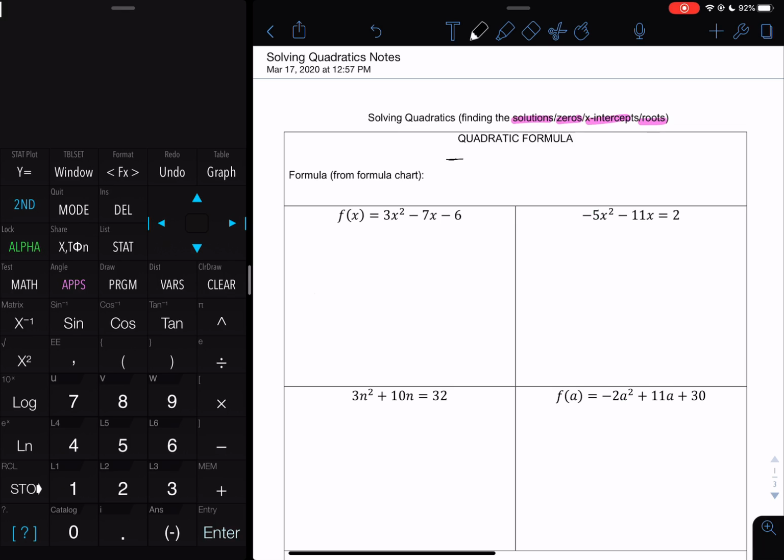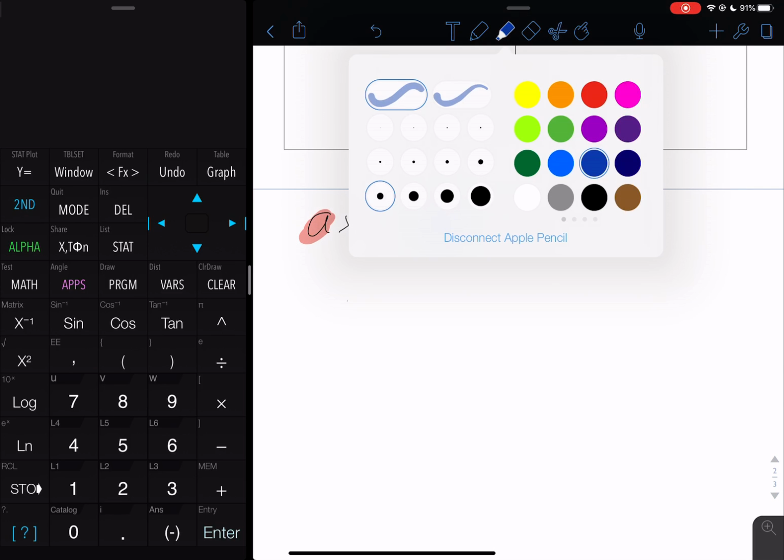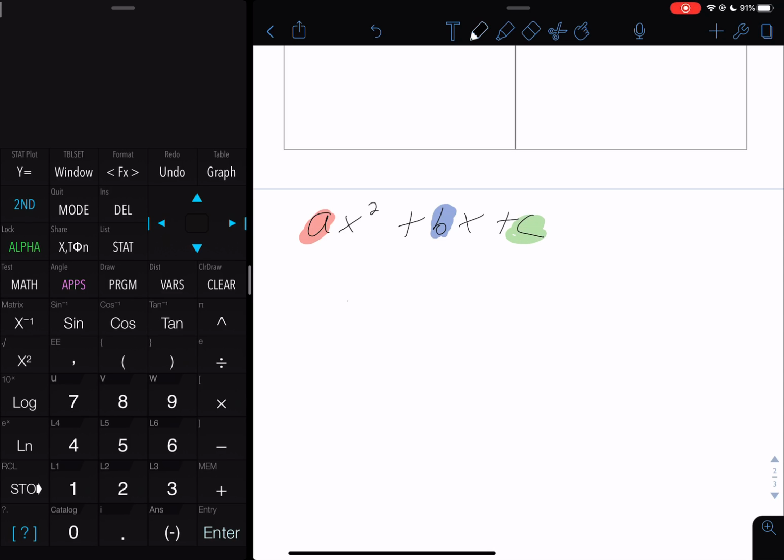And the quadratic formula is negative b plus minus the square root of b squared minus 4ac, and everything over 2a. Now, we have learned that the standard form of a quadratic is ax squared plus bx plus c, where a is the number that is next to x squared. B will be the number next to the single x, and c will be the number that is all by itself.